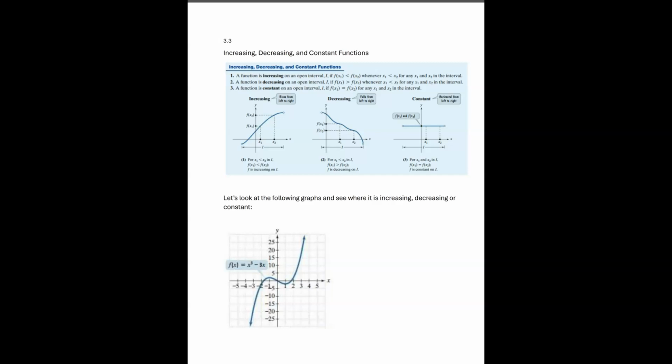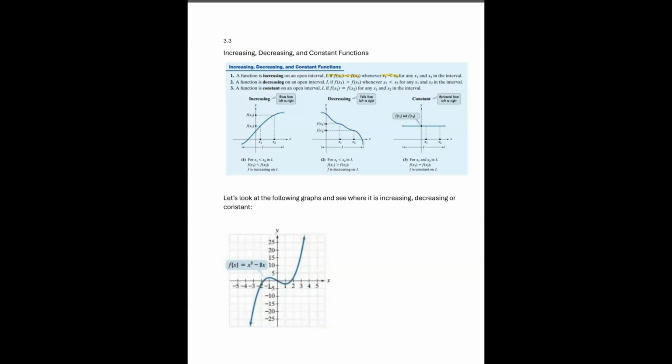All right, guys, let's talk about increasing, decreasing, and constant functions. This is all of the math speak for the different kinds of functions, okay? So with increasing functions, a function is increasing on the interval I if f of x1 is less than f of x2, whenever x1 is less than x2, for any x1 and x2 on the interval.